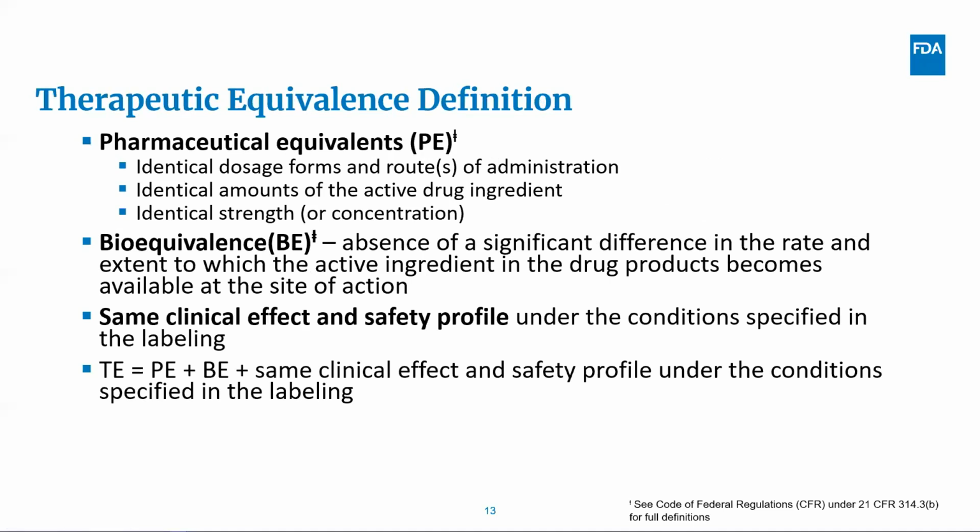Breaking down the definition further, pharmaceutical equivalents are products that contain identical amounts of the identical active drug ingredient in the identical dosage form and route of administration and have the identical strength or concentration. The definition of bioequivalence is the absence of a significant difference in the rate and extent to which the active ingredient in the drug product becomes available at the site of action. So in total, therapeutic equivalence is PE plus BE under the conditions specified in the labeling. It should have the same clinical effect and safety profile.